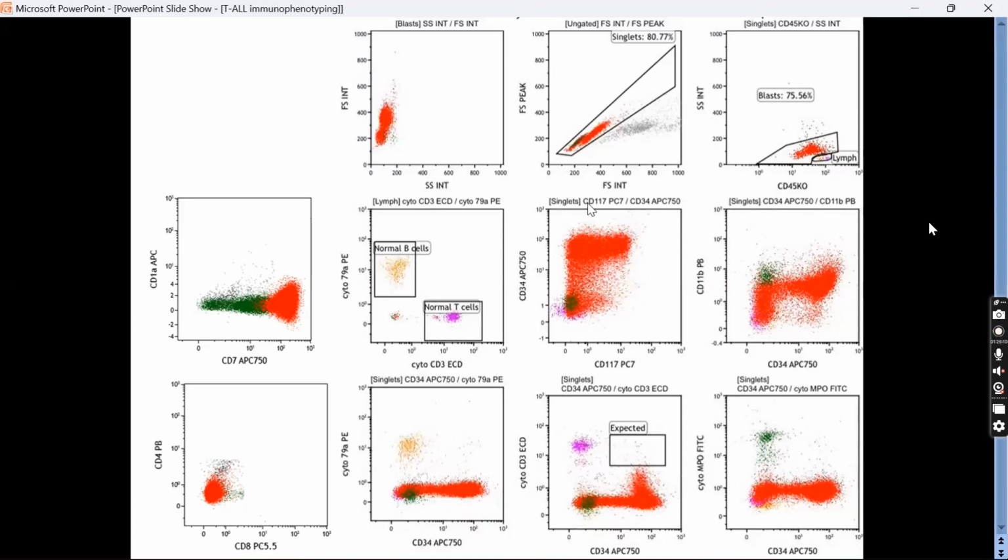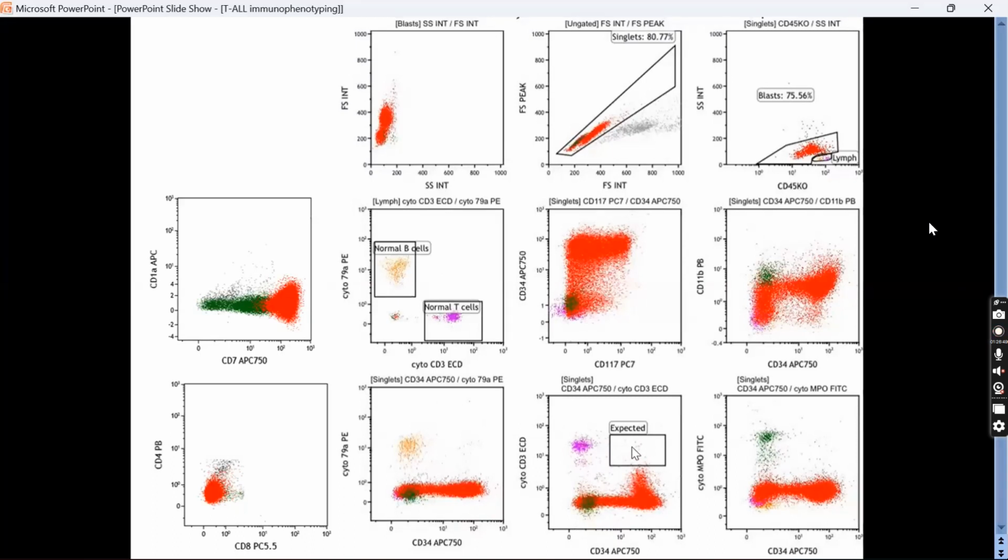Now, can I label this as ETP-ALL? Yes, sir. Very good. MPO is negative, so I can label it as ETP-ALL, but the problem I had is the blast population. I told you, for calling it cytoplasmic CD3 positive, the blast should at least touch normal T cells. So I would like the blast to come and touch up to this level. But here it has abruptly stopped. There is evidence of cytoplasmic CD3 positivity, but it has not touched this.